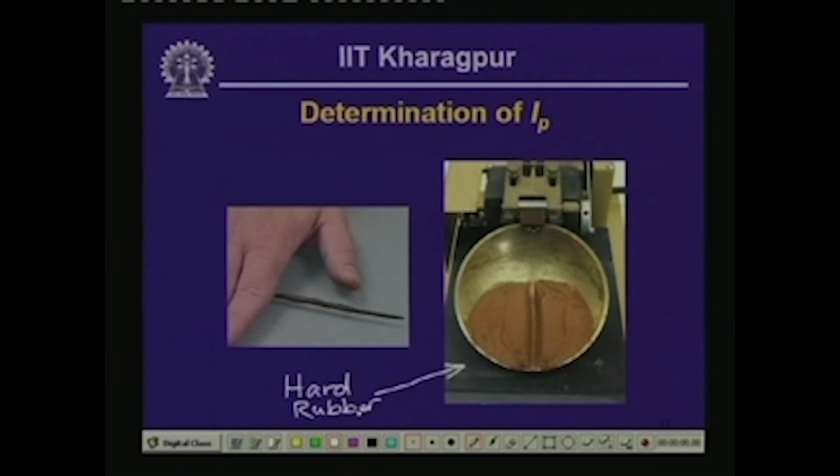So, then you could find the plasticity index easily, because you know the liquid limit and the plastic limit, and plasticity index is simply the difference of the two.